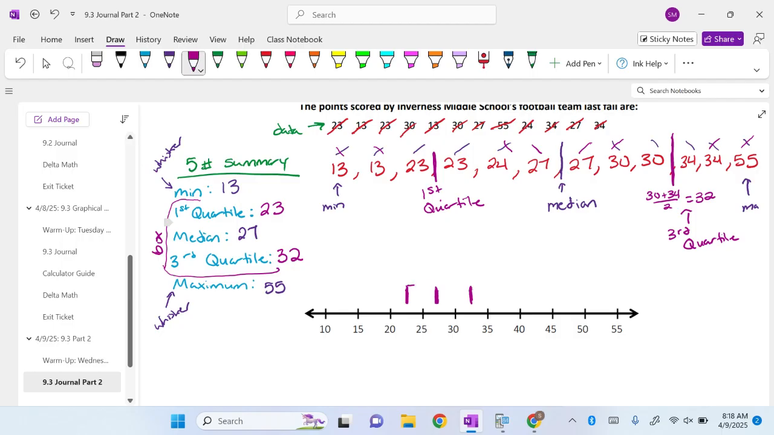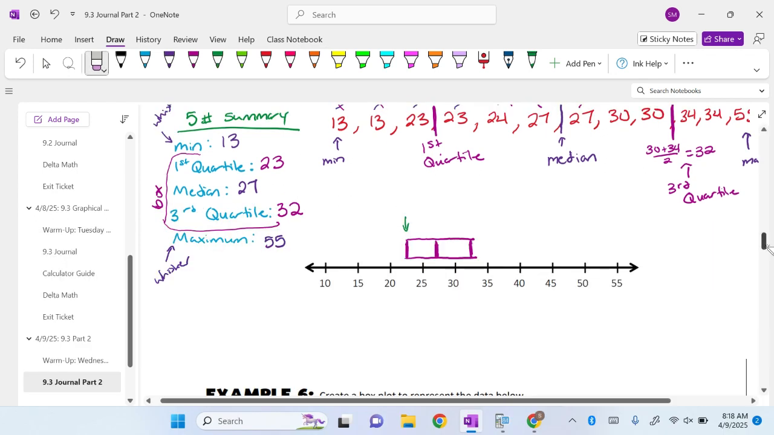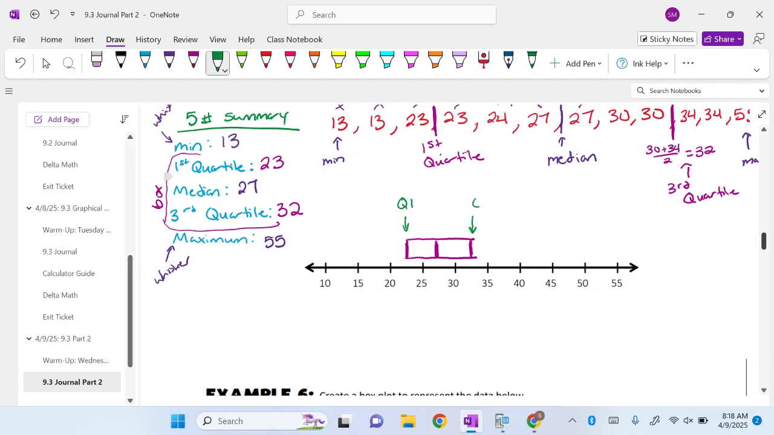So our box will look something like this. Again, this is your first quartile, or a lot of times we call it your Q1. This is your third quartile, which is Q3. And this is your median, which we also call Q2. So median, another name for it is the second quartile.